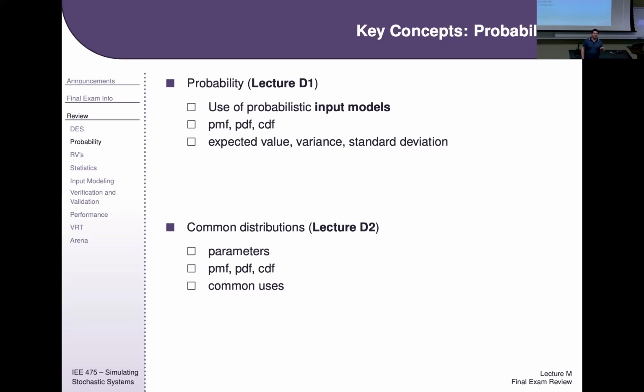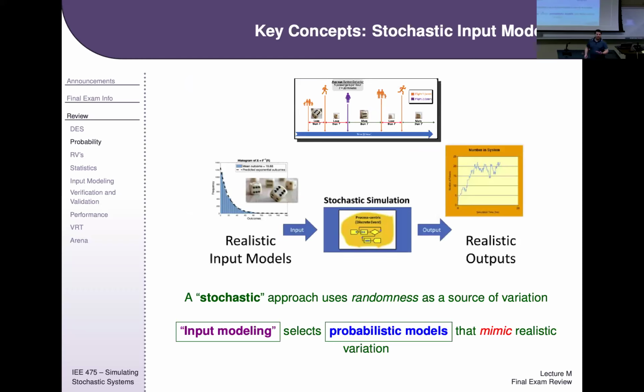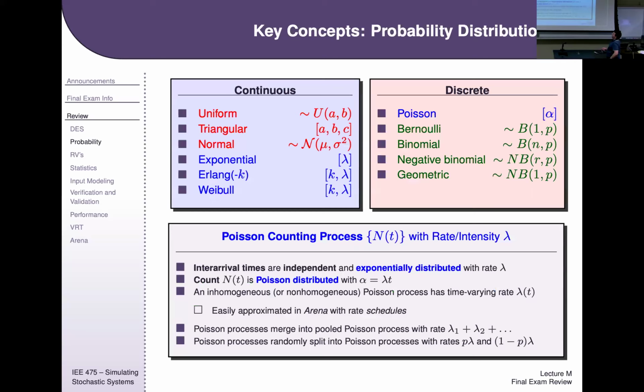Know the difference between an exponential and a Weibull, that you've got that shape parameter that allows it to be more flexible than an exponential, similar with an Erlang distribution. So, those common cases there, know about those. This general idea of input modeling and how probability fits into that is important.